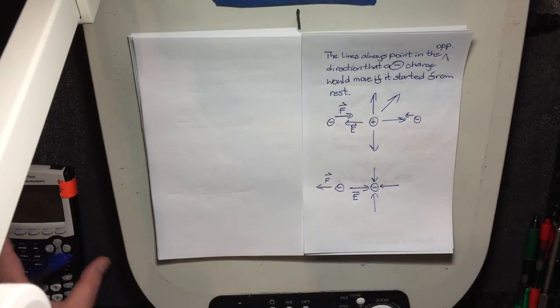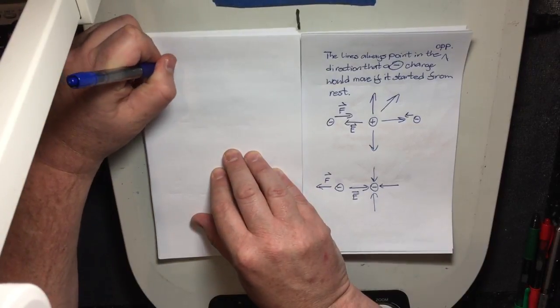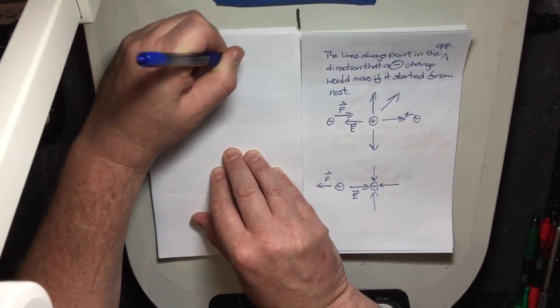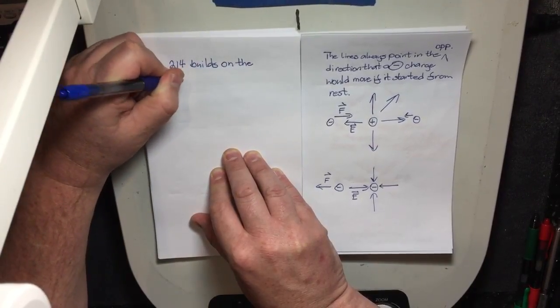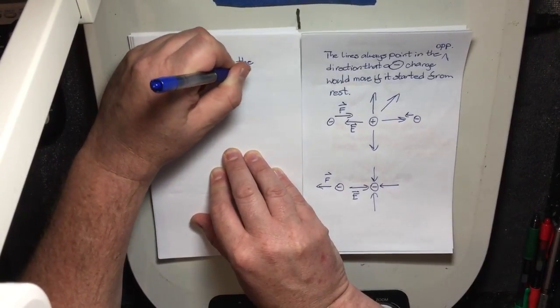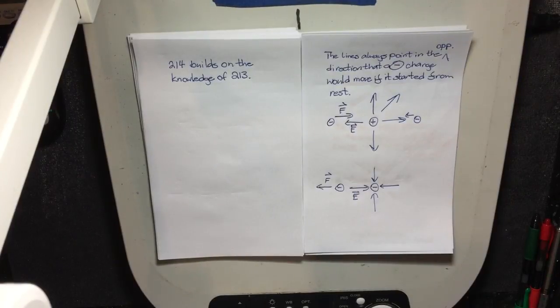So as a simple example, 214 builds on the knowledge of 213. There are things in that problem set where you're going to have to know, oh, I'm going to have to go back and figure out how springs work. Oh, I have to go and figure out how gravity and all that stuff deals with this. This is definitely a class where you will not just wipe the slate clean and just build new. You've got to remember the things from the previous semester.